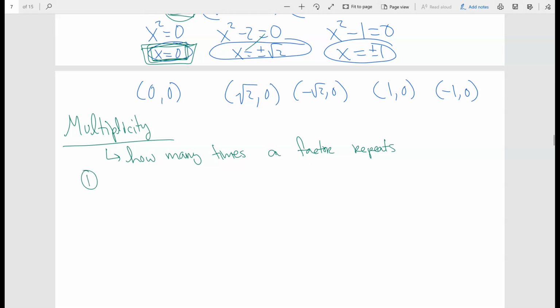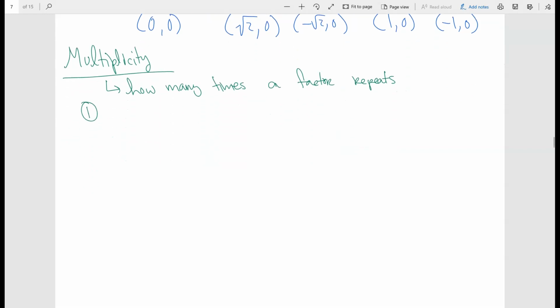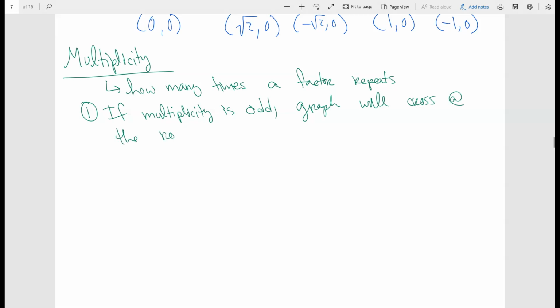And here is basically the rules. So the rules are if multiplicity is odd, the graph will cross at the root. Okay, so at that particular root that we found, that zero is just going to cross it.